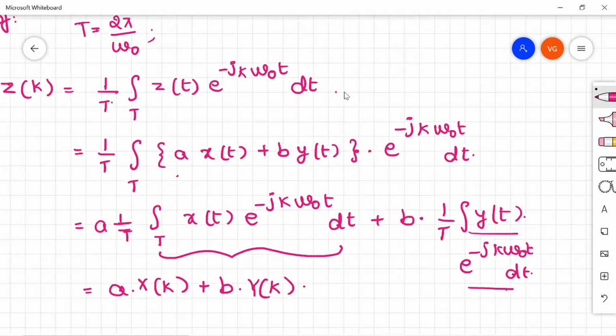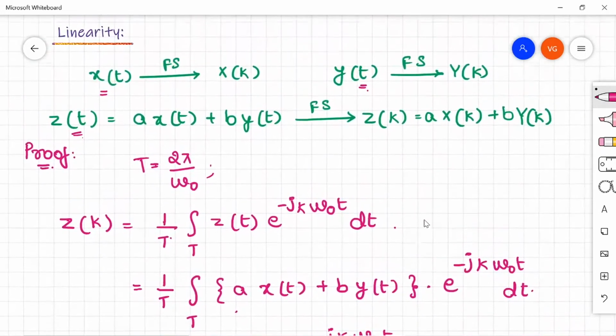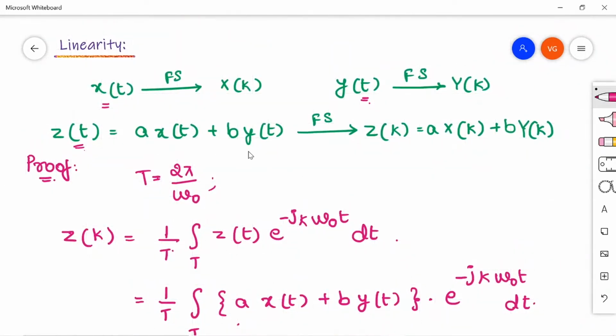So the only thing that you have to remember is the definition of your Fourier series. Once you remember the definition of Fourier series, simply you can replace this z of t with a x of t plus b y of t, then you can simplify this very easily. So this is the property of linearity.